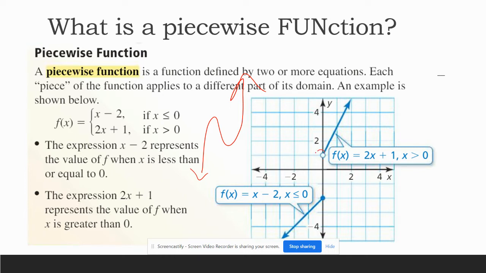A reminder that open circles means it's not equal to that value, and a closed circle means that it is equal to that value. And so these right here tell you what x values you can plug into the equation to get your graph. Remember, f of x is the same as y. So take a few minutes to jot this down.